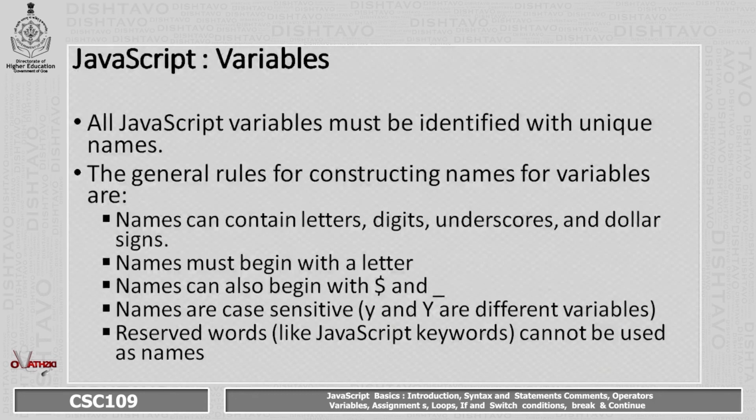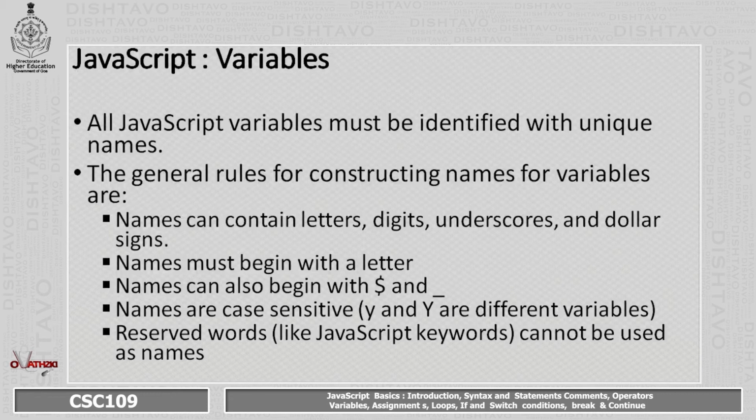JavaScript variables are very commonly used in coding. All JavaScript variables must be identified with unique names. The general rules for constructing variables are as follows. First, names can contain letters, digits, underscores, and dollar signs. Variable names must begin with a letter.